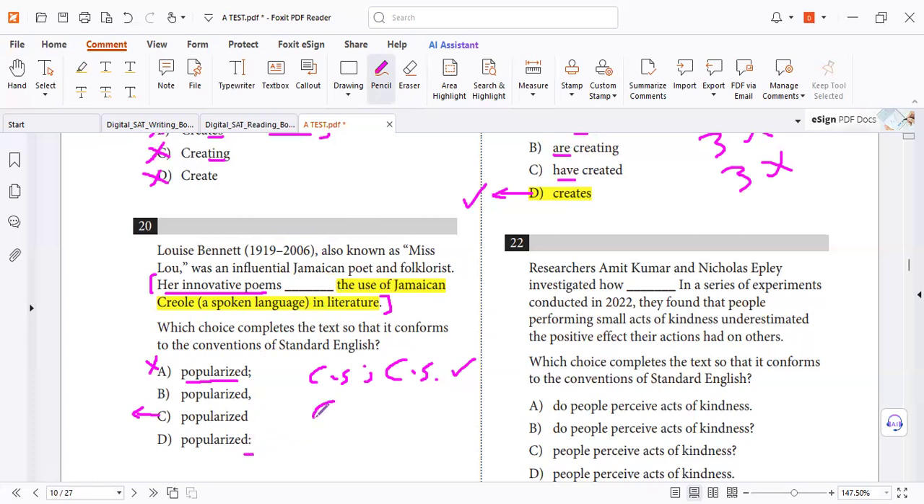Before a colon, it must be a complete sentence. It's complete. After a colon, it can be complete or incomplete, we don't care, but it must be an explanation. Is this part explaining the previous part? Does this part tell you the reason why it's popularized? No. So the colon is wrong.